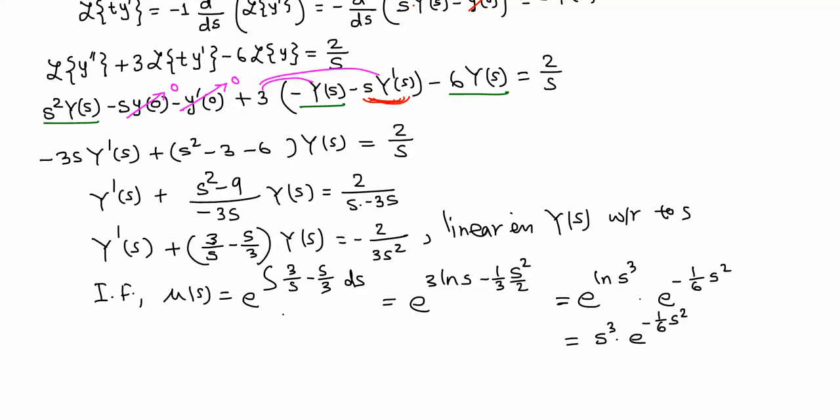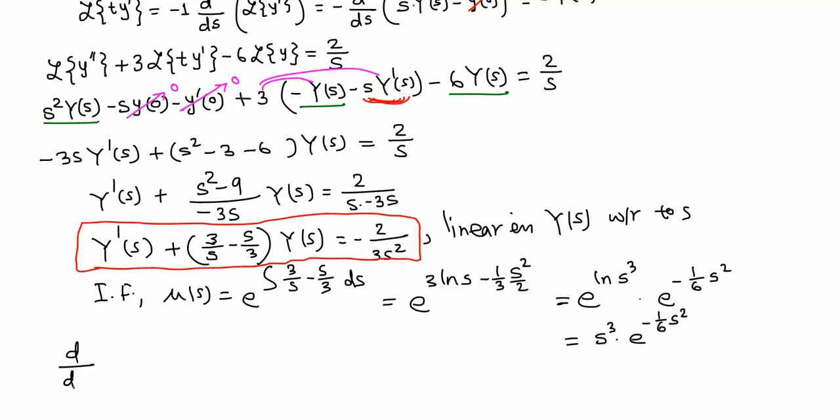Okay, now we multiply this differential equation, both sides, by the integrating factor. Then the left hand side will automatically be the derivative of the dependent variable, which is y(s), times the integrating factor, which is s cubed e raised to negative 1/6 s squared.